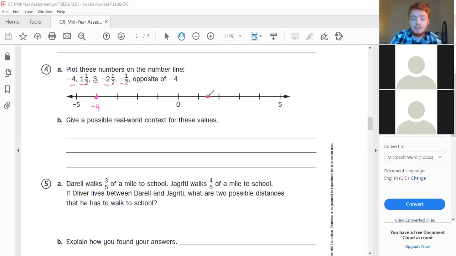Yes, you are right. It is right here. That is correct, because as you can see, 0, then this would be 1, 2, 3, 4, 5. So in between 1 and 2 is 1.5. So yeah, you are right. It goes right there. Good job.